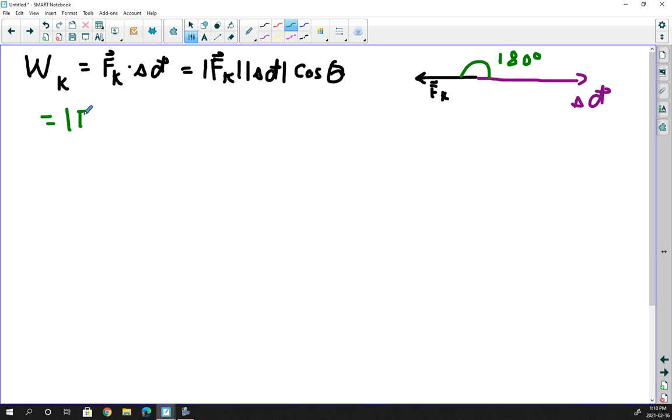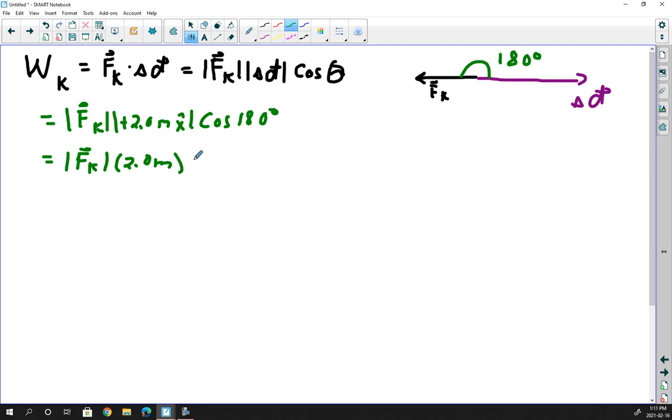So, don't know what this is yet, so I'm just going to write it. This is the magnitude of that positive 2 meters x hat. And this is the cosine of 180 degrees. So this becomes the magnitude of the force of kinetic friction. This just becomes 2 meters. We just want the magnitude. And the cosine of 180 degrees is -1. But I still don't know what the force of kinetic friction is, so I have to do a little bit more work. So let's take a look at the free body diagram again.